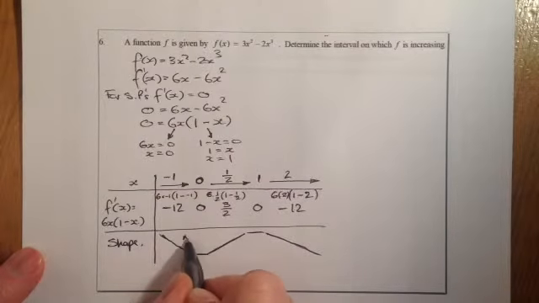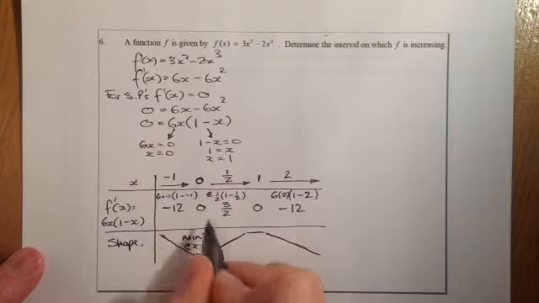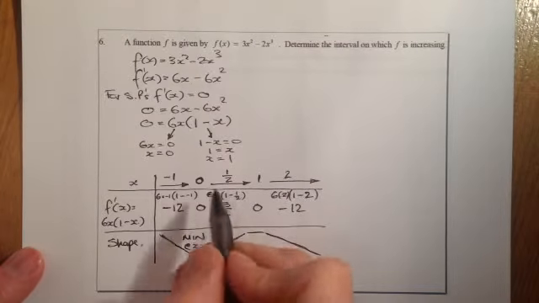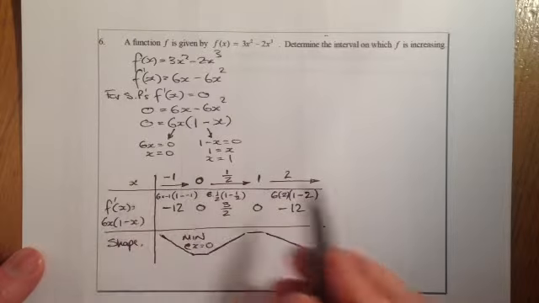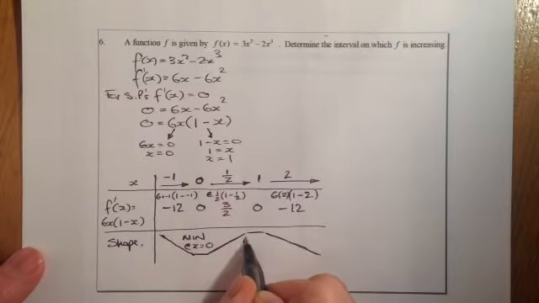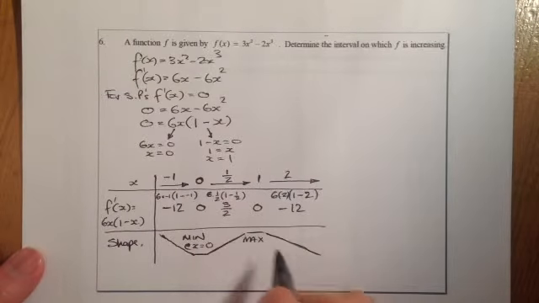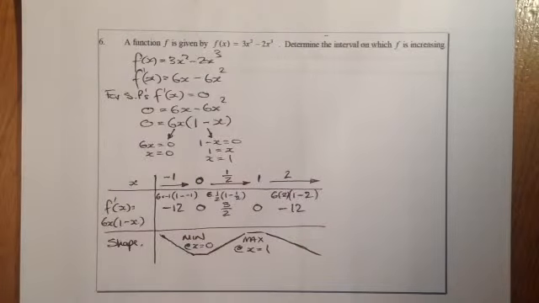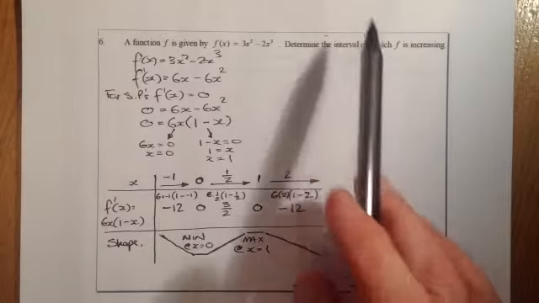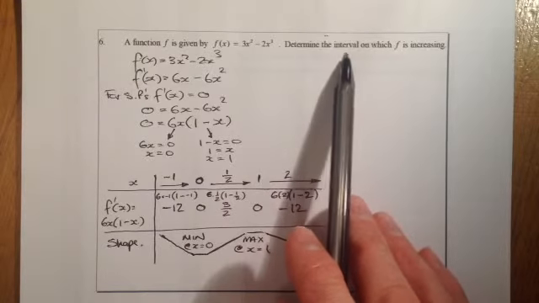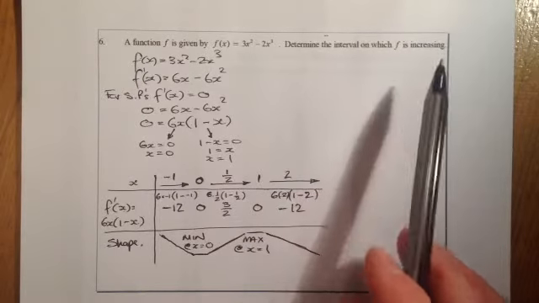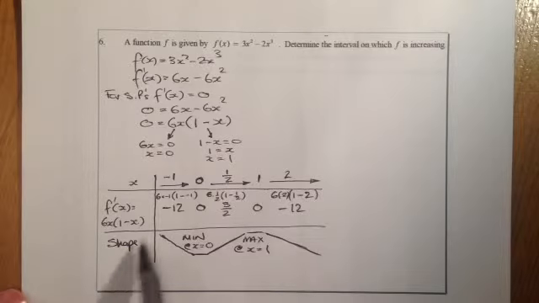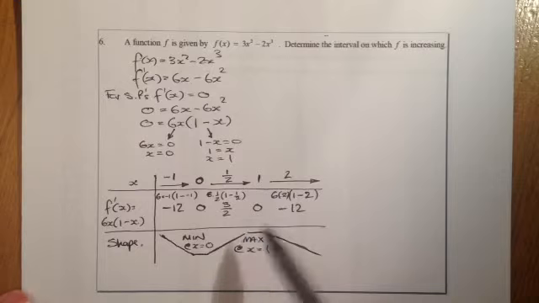So this point here is a minimum, and that's at x equals 0. That's my x equals 0. And this point here is a maximum, it's a maximum turning point at x equals 1. So really what I was interested in from the question is to determine the interval on which f is increasing. The only part that I can see that it's increasing is between 0 and 1.